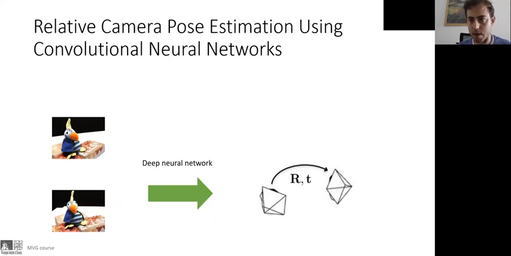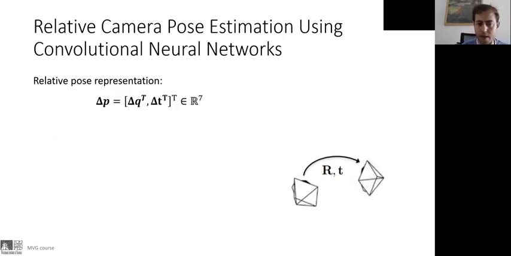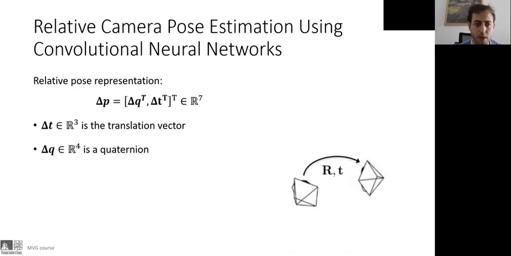Okay, so that's what they try to do. And for representation, they use a vector with 7 elements, a vector in R7, where the 3 entries of this vector represent the translation vector, and 4 elements represent the quaternion, where a quaternion is just a way to represent rotation.